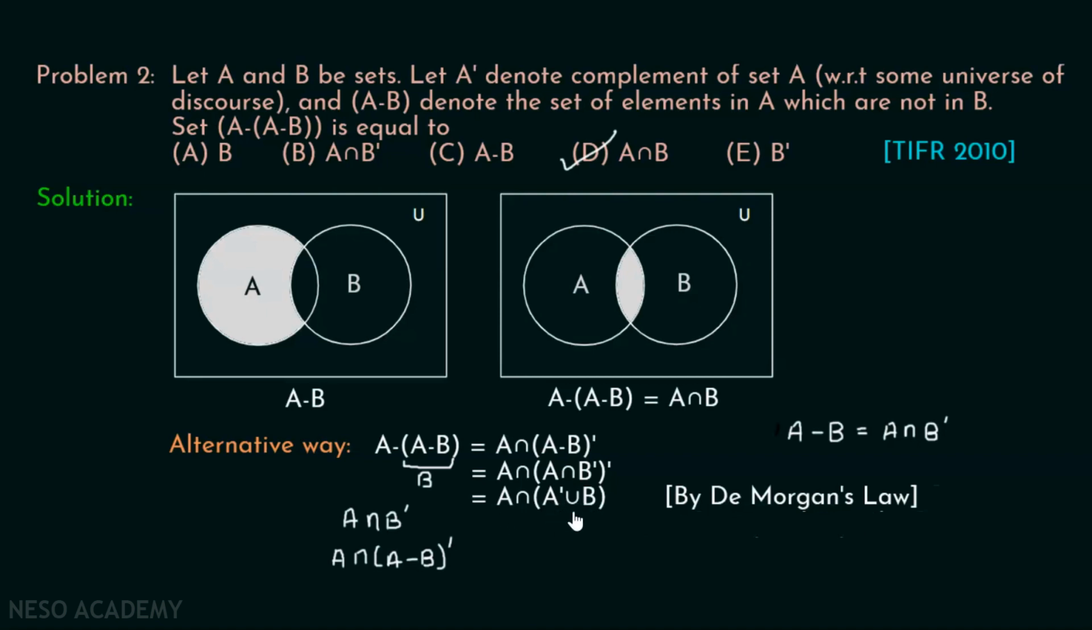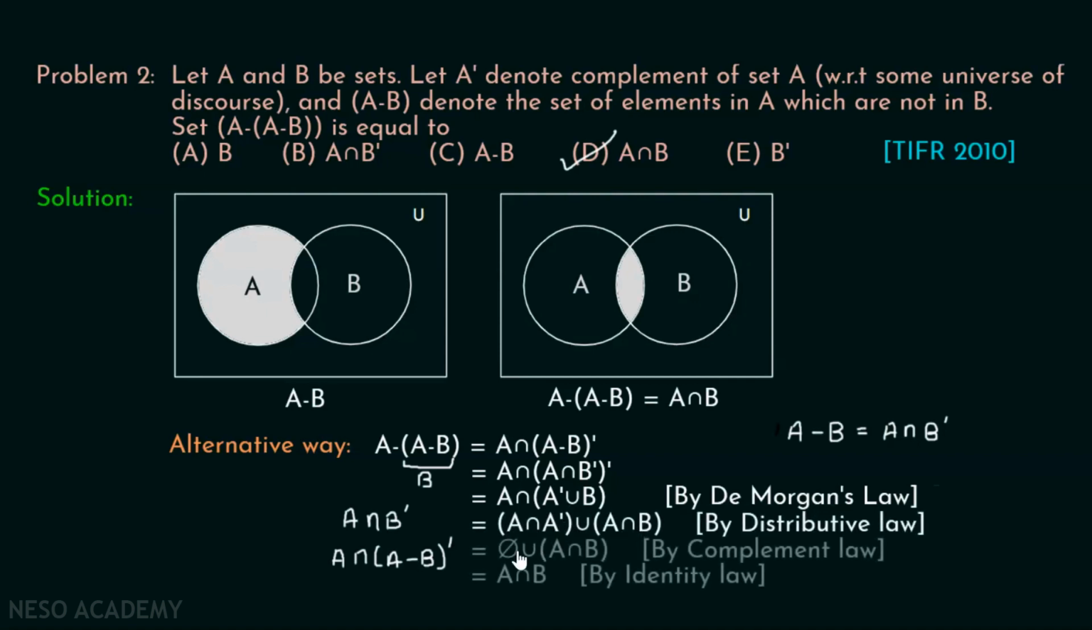Here we can apply distributive law. This becomes A intersection A complement union A intersection B. We know that A intersection A complement is phi. This is by complement law. Now phi union with A intersection B gives us A intersection B. This is true by identity law, right? So what we are left with is A intersection B. Option D is the correct option, right?